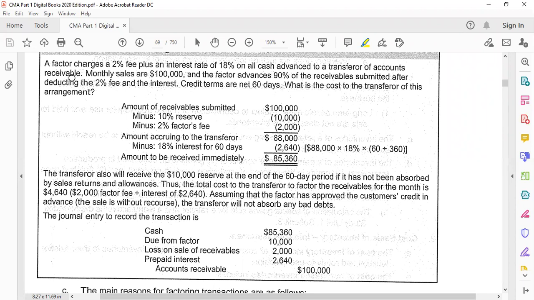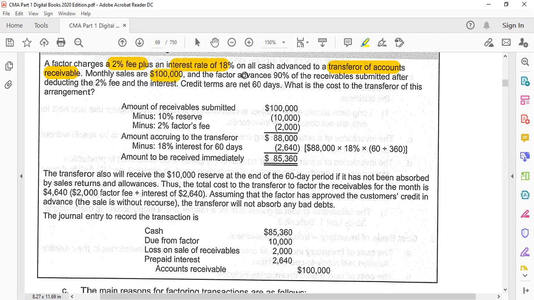Here we have one example. Please focus with me. The factor charges a 2% fee plus an interest rate of 18% on all cash advances to the transferor of accounts receivable. Here, guys, you have a 2% factoring fee, which will be calculated as a percentage of receivable. Plus, the factor company will also charge 18% interest to the seller of the receivable. Monthly sales are $100,000.